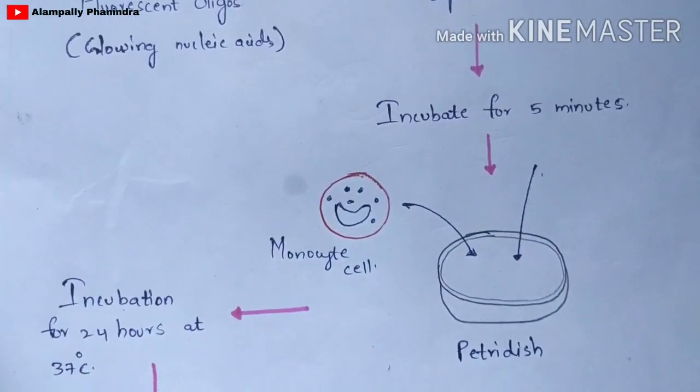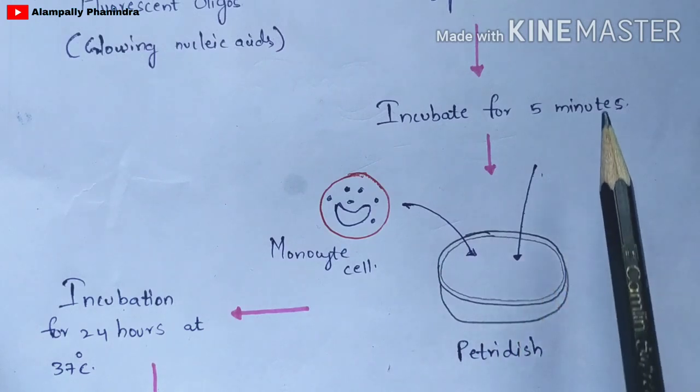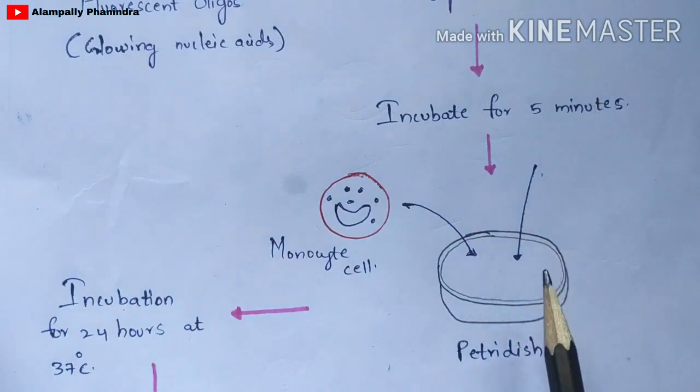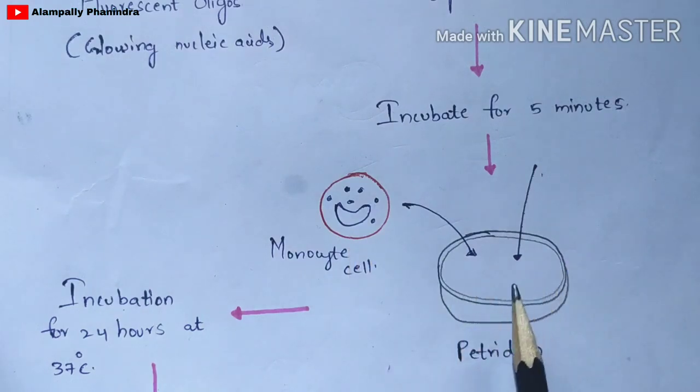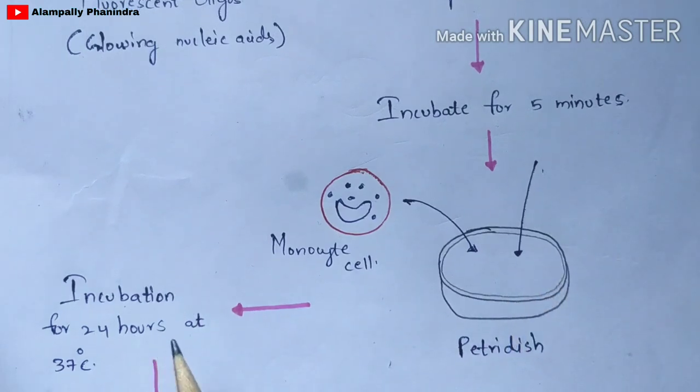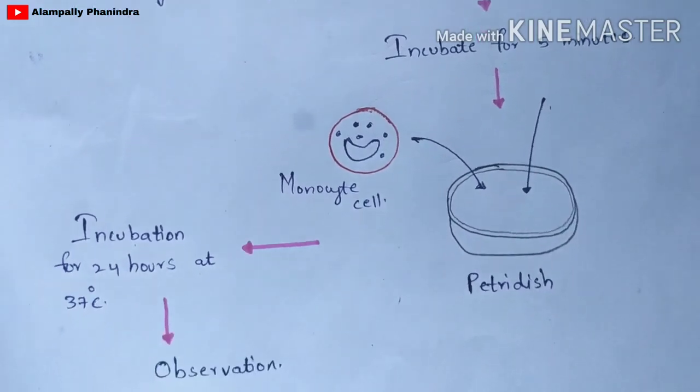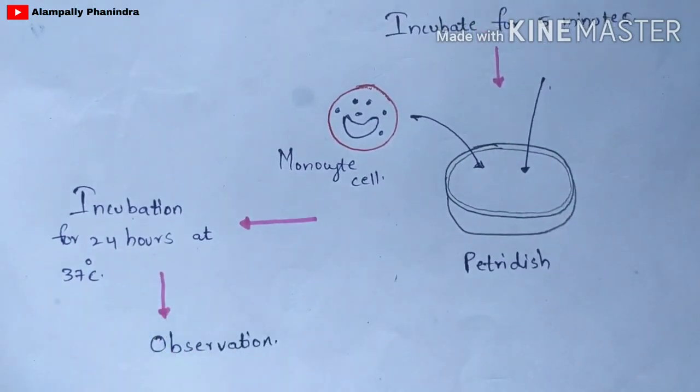In the next step, you are going to take a petri dish, and in this petri dish you are going to add this mixture. Along with this mixture, you add the monocyte cells or any type of host cells, right? The petri dish is also called a petri plate or culture plate, okay? Now we are going to incubate this petri dish for 24 hours at 37 degrees Celsius. So this will be your next step. And finally you are going to do the observation after 24 hours.